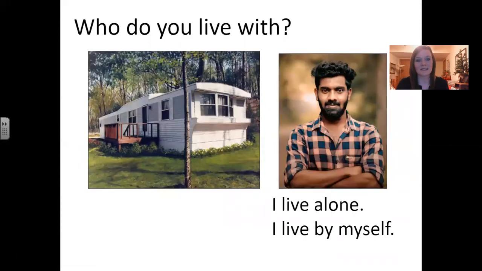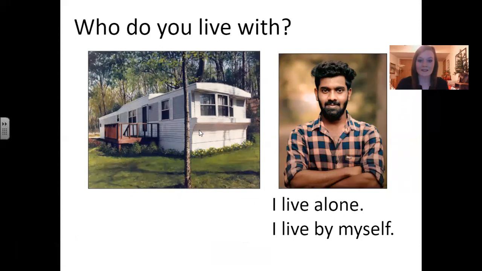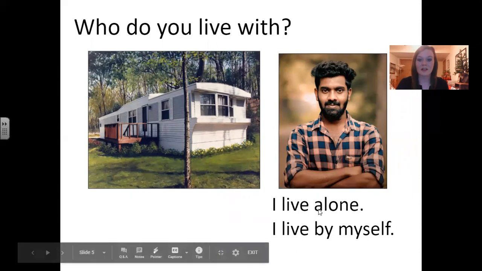Let's look at some examples. Who do you live with? This man says, I live alone. I live by myself. So only one person. Only he lives in this house. Alone. By myself. Those are the same.